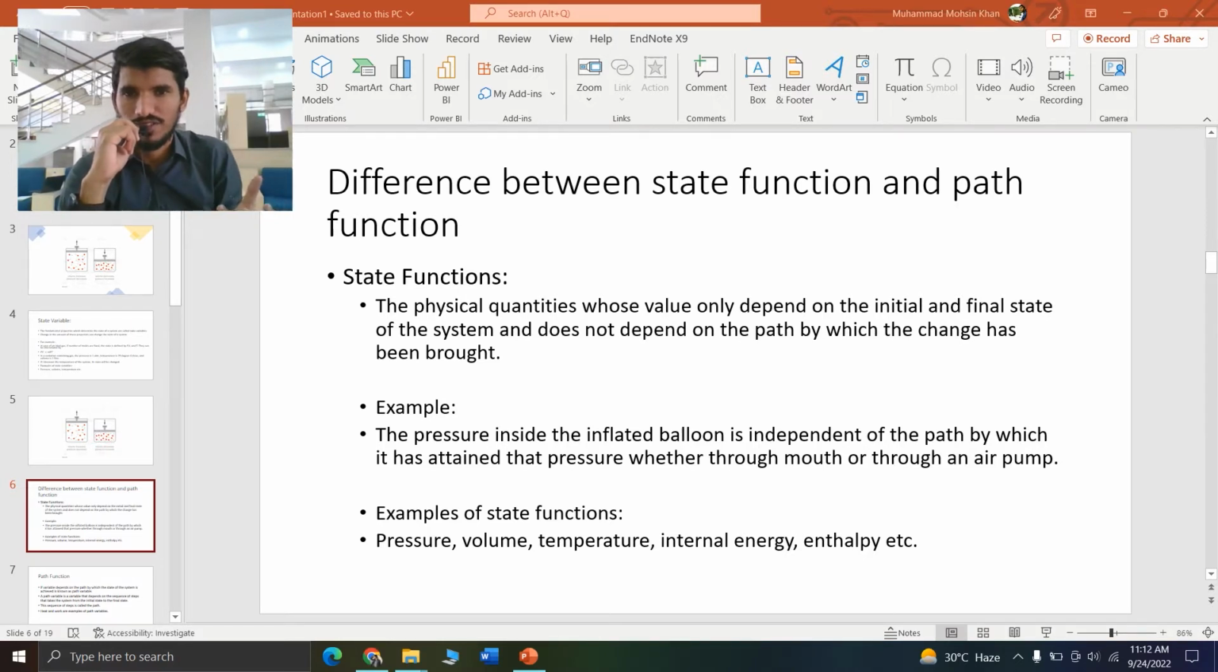So what are state functions? State functions are basically those quantities, the value of which depends only on the initial state and the final state of the system, and it does not depend on the path followed.